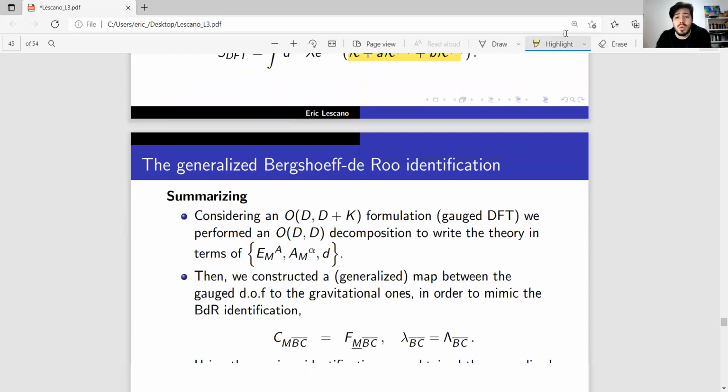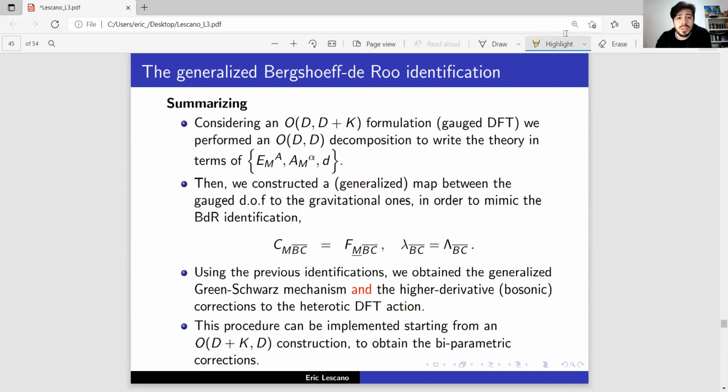Here we can summarize all our story. We start from an ODD plus K formulation. Then we perform an ODD decomposition to write the theory in terms of ODD multiplets. We constructed a map between the gauge degrees of freedom. This is the important part, the map between the gauge degrees of freedom to the gravitational ones. And we are trying to mimic the version of the rule identification.